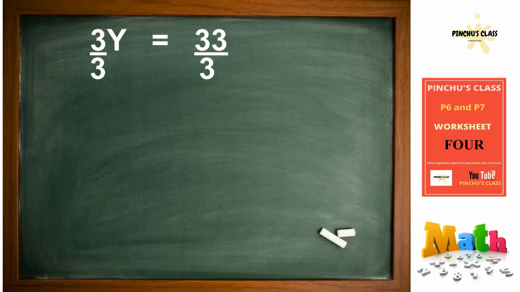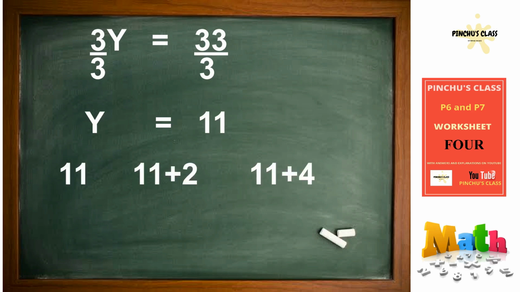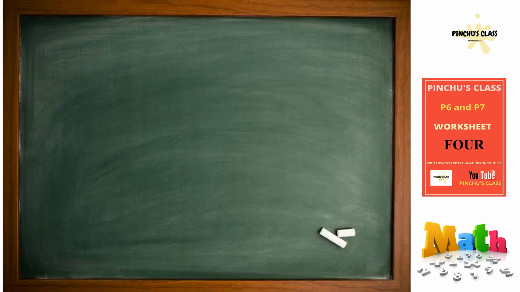So divide by 3, divide by 3. Our y is going to be 11. Yes, when we divide 33 by 3, we get the answer as 11. So our first number is going to be 11, our second number is going to be 11 plus 2, and our third number is going to be 11 plus 4. And so we shall get our answers 11, 13, and 15. And those are the 3 consecutive odd numbers. Let's go to number 3.